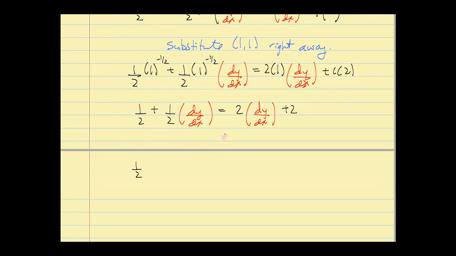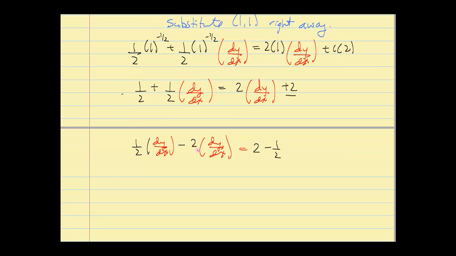I'm going to have 1/2 dy/dx minus 2 dy/dx, because I'm going to subtract that across, solving for this algebraically. And on the right hand side I have my 2, and then I subtract over my 1/2. Well, 1/2 dy/dx minus 2 dy/dx is the same as 1/2 minus 4/2. It's just going to be a negative 3/2 dy/dx. And here I'm going to have 4/2 minus 1/2, which is 3/2.